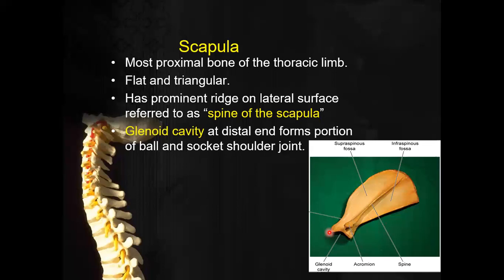But this is the glenoid, and this forms the socket in the ball and socket joint.